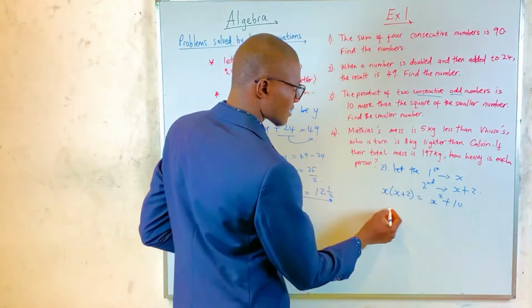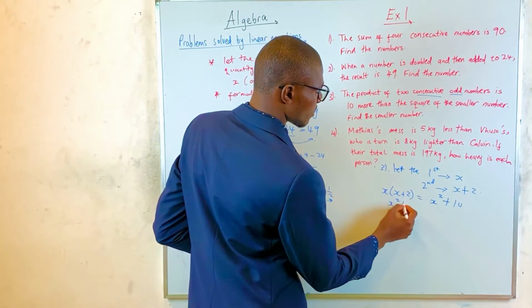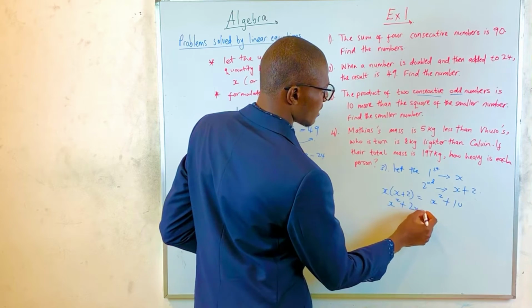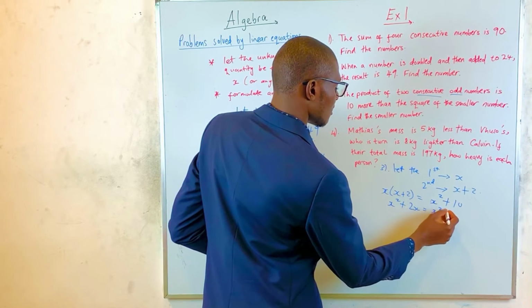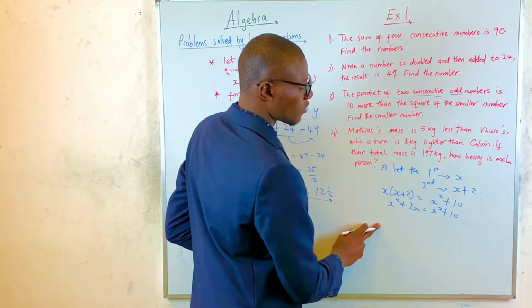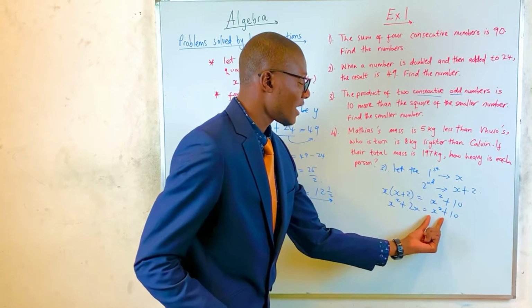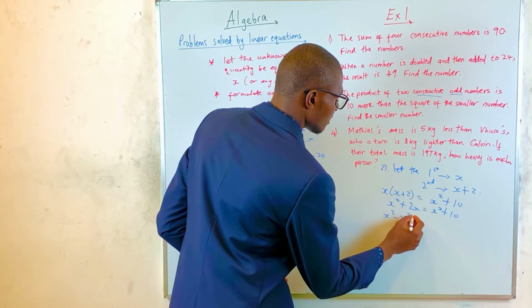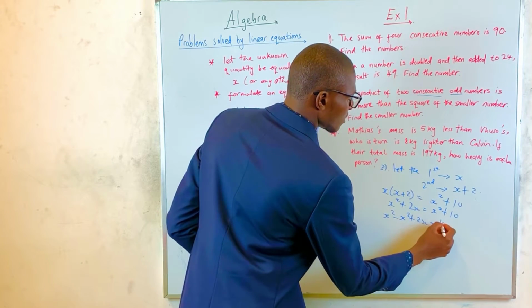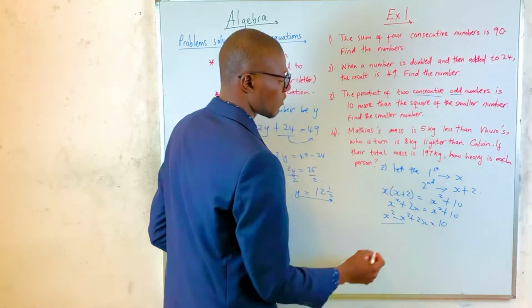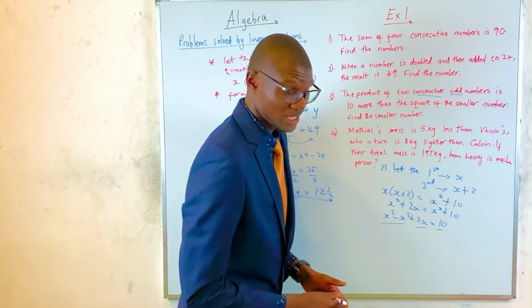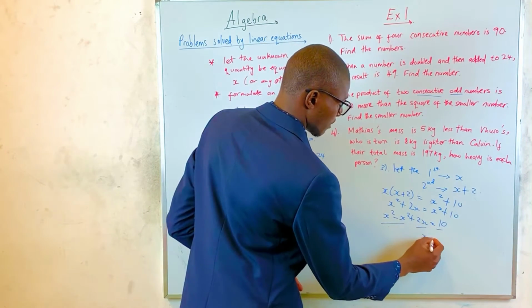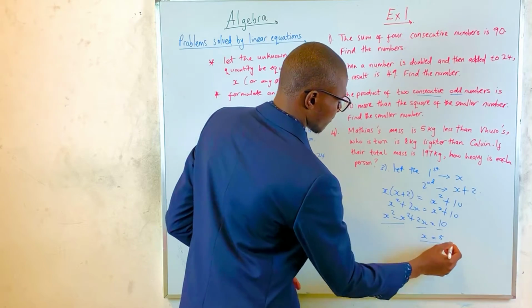So x times x will give x squared, then x times 2 is 2x, equals x squared plus 10. So if you collect like terms, we are taking x squared to the left hand side, then x squared minus x squared plus 2x should give us 10. This will give us a 0, and 2x is equal to 10. So if we divide both sides by 2, x will simply be equal to 5.